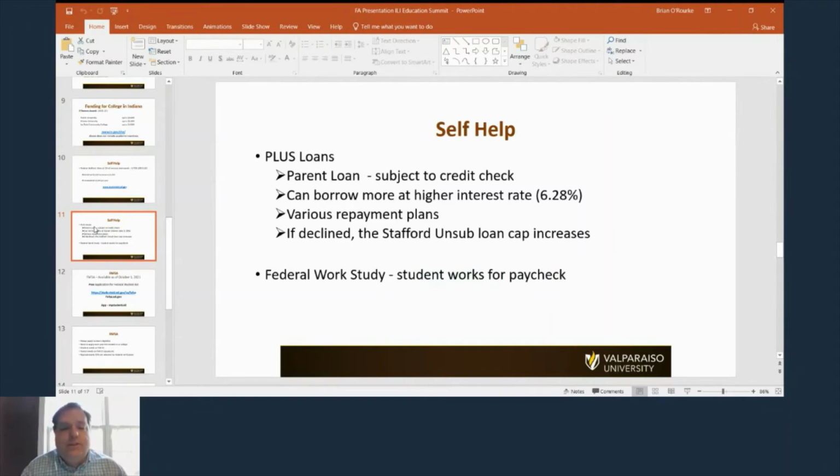There are then other opportunities for the family to apply for loans to assist in paying for school, and those are the PLUS loans. And then, as I said before, there's the federal work study, where you get a job on campus. You look for the job, you show up every day and work, and then you get dollars to help you pay for school through the federal work study program.